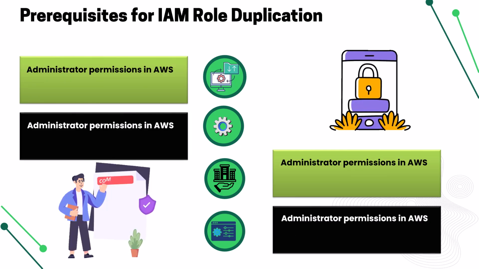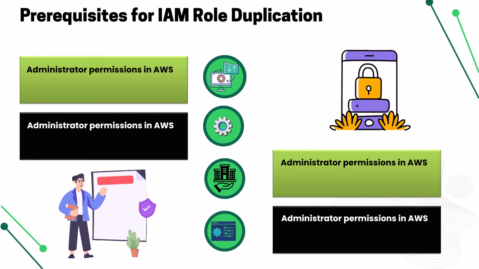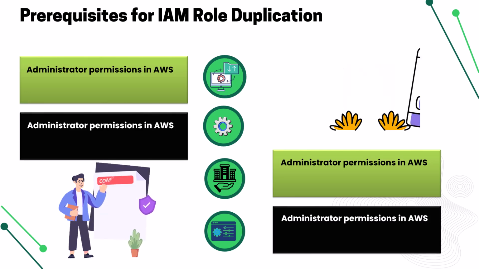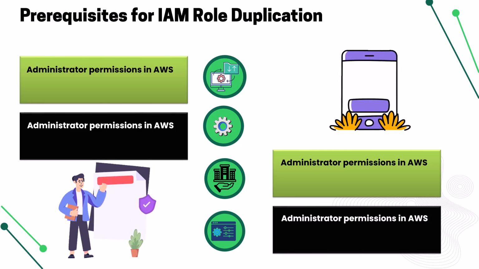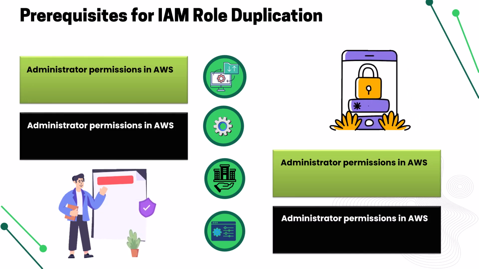Before diving into duplication, let's check our toolkit. First, make sure you have administrator permissions. AWS won't let just anyone mess with roles. Next, pinpoint the role you need to duplicate and familiarize yourself with the policies attached. Finally, ensure all necessary resources are in place, because starting without them is like cooking without ingredients.